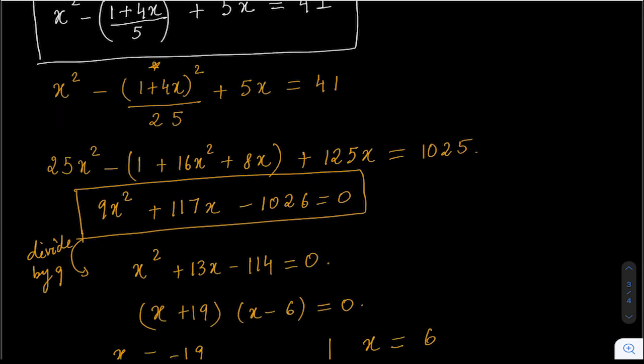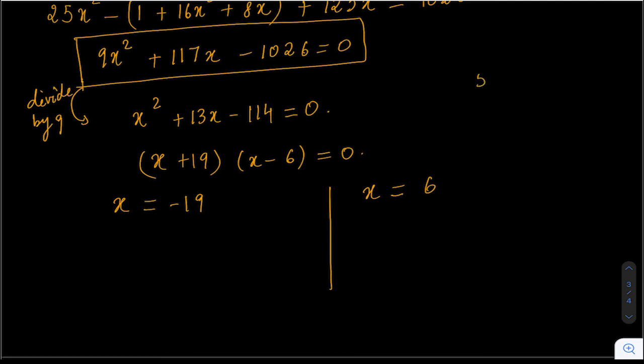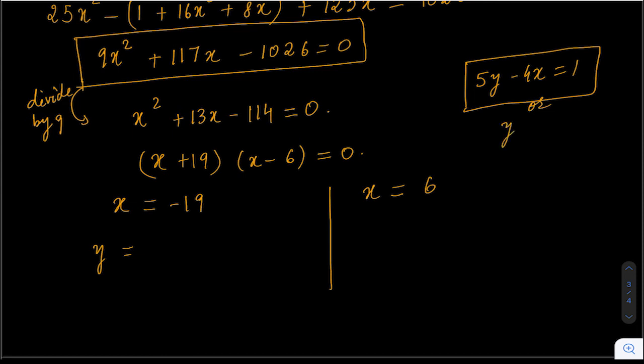Remember the first one, the linear one. So let me write it here so that you remember. 5y minus 4x equals 1. So this was our linear equation. So now we will substitute x in this to get the y value. So if you remember, my y was directly (1 plus 4x) over 5. So let me substitute there only. So (1 plus 4 times minus 19) divided by 5. So this is minus 75 over 5, which will give me minus 15.